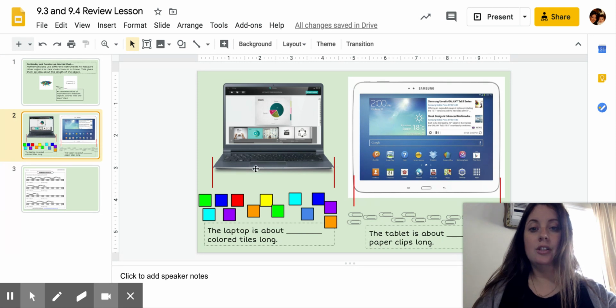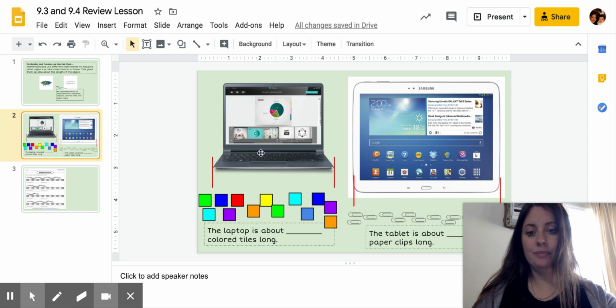All right, so here I have a picture of a laptop and I have a picture of a tablet. And I'm going to use the colored tiles to find out how long this laptop is. And I'm going to use the paper clips to figure out how long this Samsung tablet is.